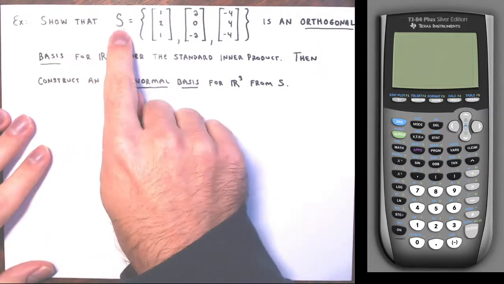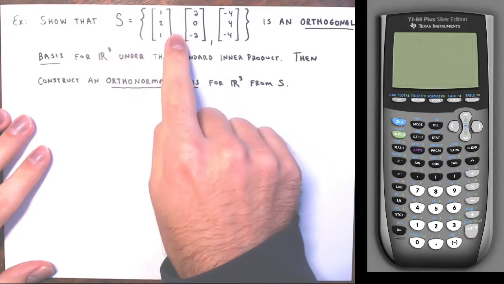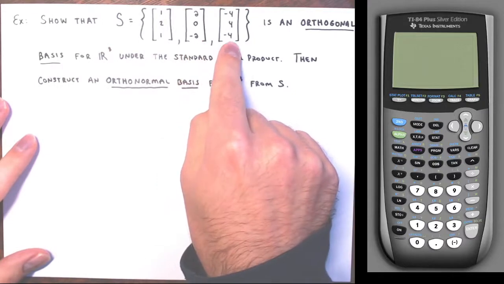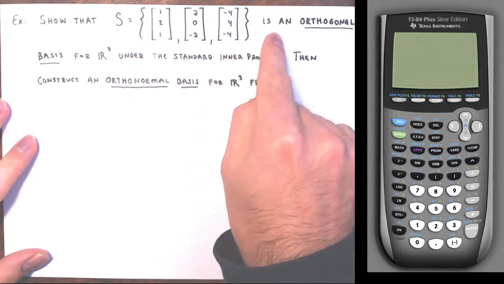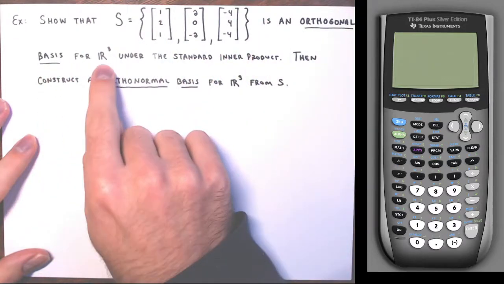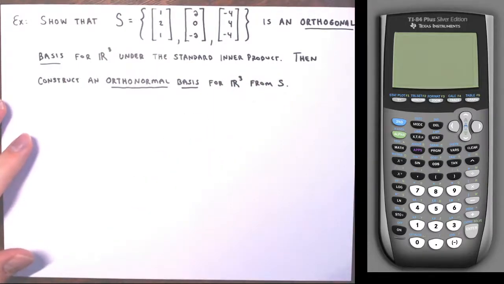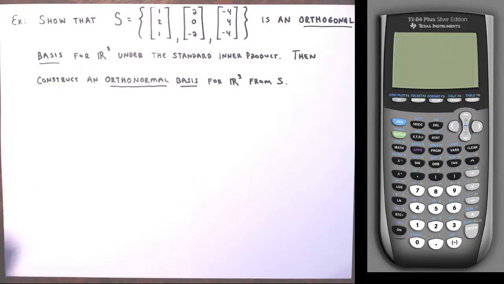Show that S equals this set of three vectors from R3: (1, 2, 1), (2, 0, -2), (-4, 4, -4). Show that this set is an orthogonal basis for R3 under the standard inner product. Usually if the inner product isn't mentioned, you can assume they mean the dot product if it's Euclidean space, the standard or Euclidean inner product.